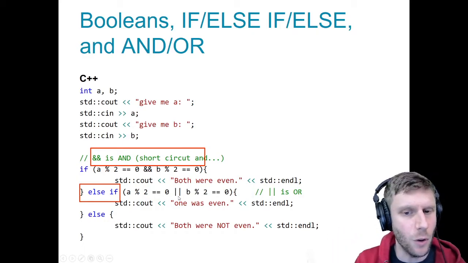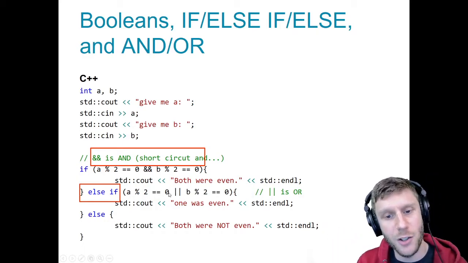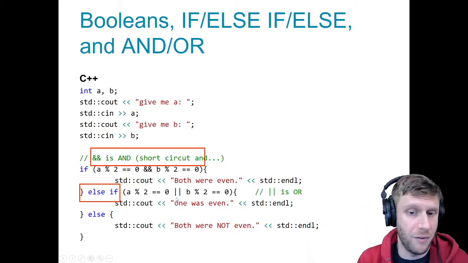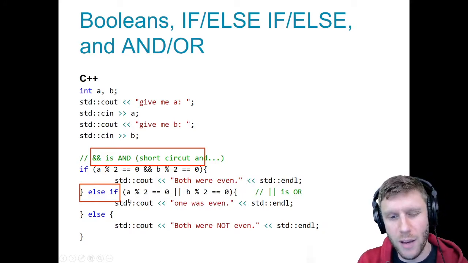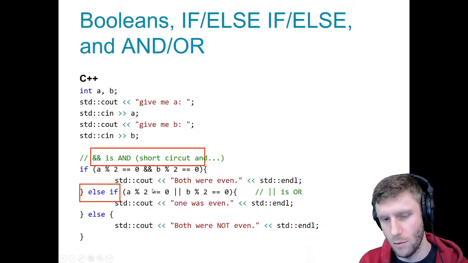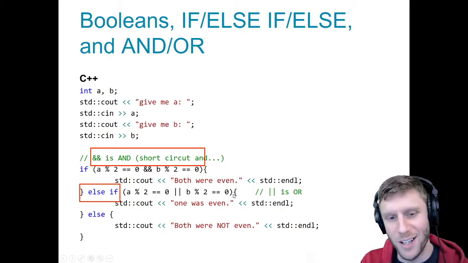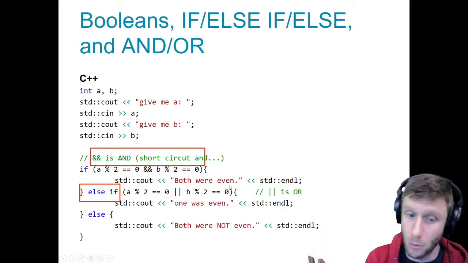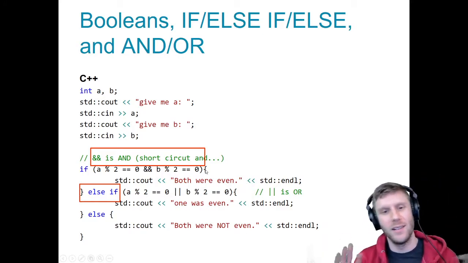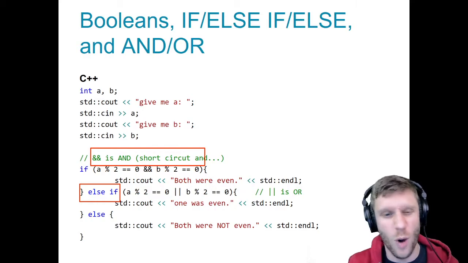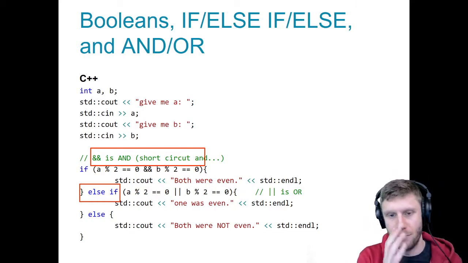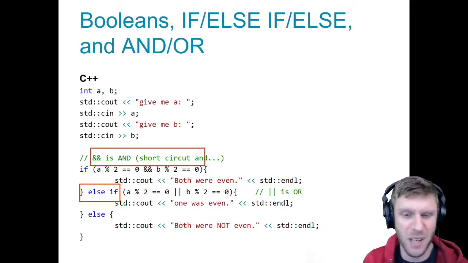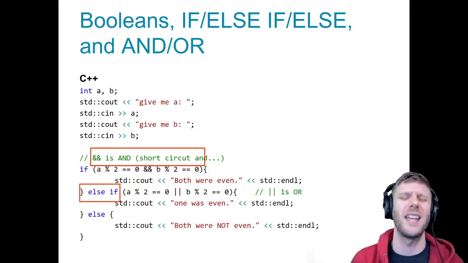The same idea for or. If A mod 2 is even, it's true. And or will be true if either of these things are true. So if A mod 2 equals 0 is true, I don't care what B mod 2 is, because I already know that this whole thing must evaluate to true. So almost always you're going to want to use the ampersand or the pipe, the short circuit version, because it just speeds things up.